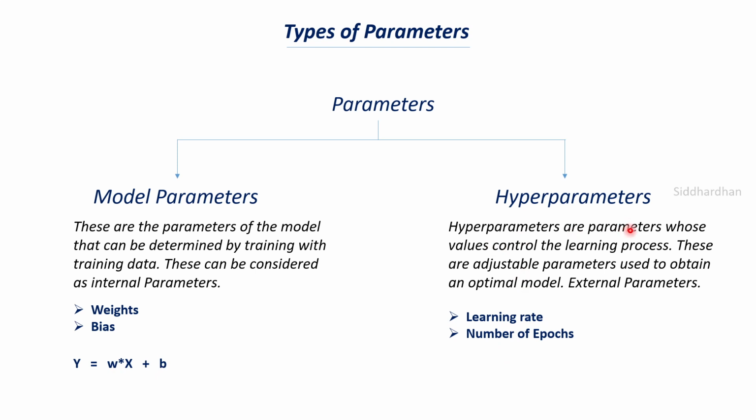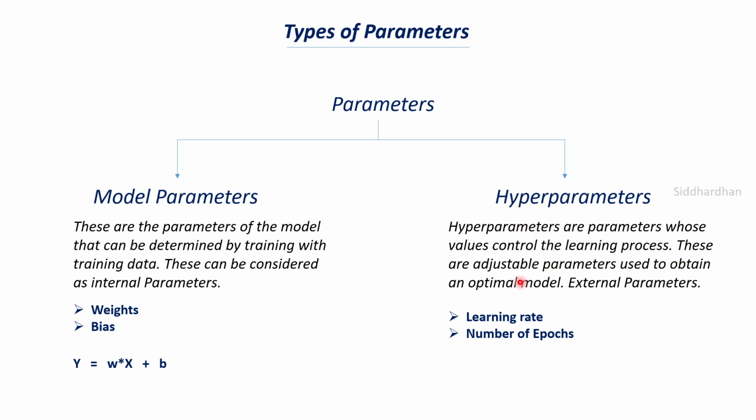Hyperparameters are the parameters whose values control the learning process. The learning process is fitting the data to the model, and these are adjustable parameters because we can adjust the learning rate and the number of epochs. We can manually give the value for learning rate and number of epochs, whereas we cannot give the values for weights and biases. The model has to determine the values of weights and biases depending on the data. So that is the difference between model parameters and hyperparameters.